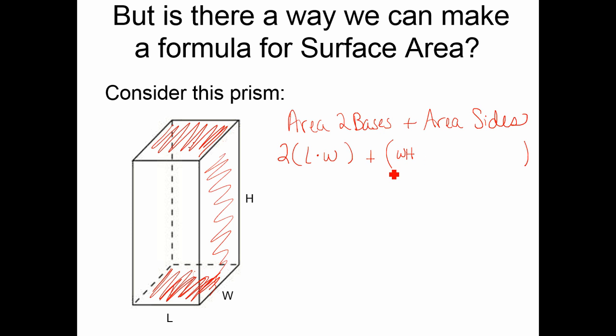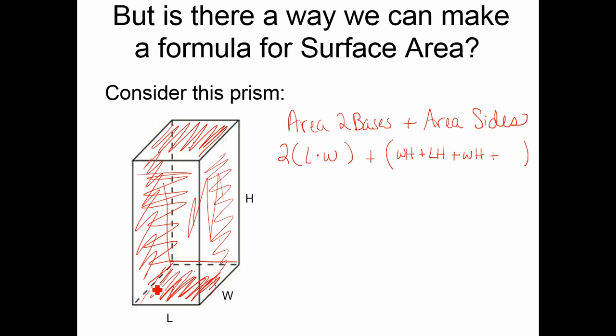And then on the back, I'd have a rectangle of L times H. So I'd add that as well. And then on the left-hand side here, I'd have a rectangle of W times H. And then in the front, I'd have a rectangle of L times H. Now, what do I notice about all those?